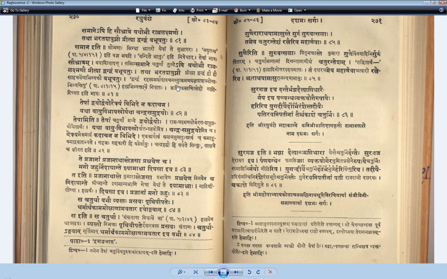Actually, it is dvi plus dvi. But the prior dvi becomes dvan, and the following dvi becomes dva. When you get dvandvam, you get a singular form, not dual, a neuter form, dvandvam. This entire thing is nipatanat. This dvandva is used in all these meanings, all very strange meanings.